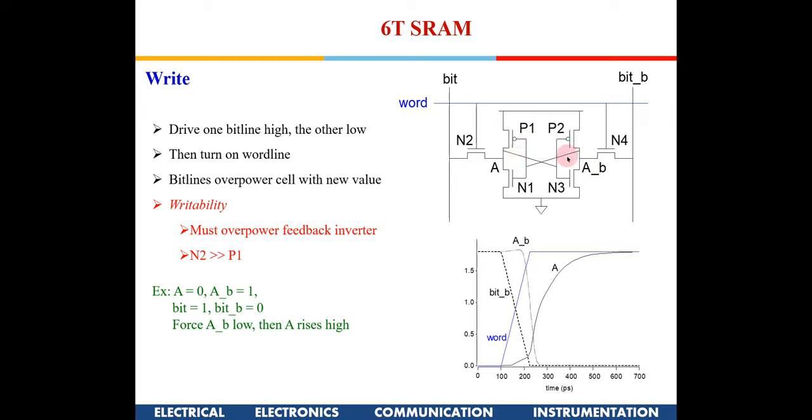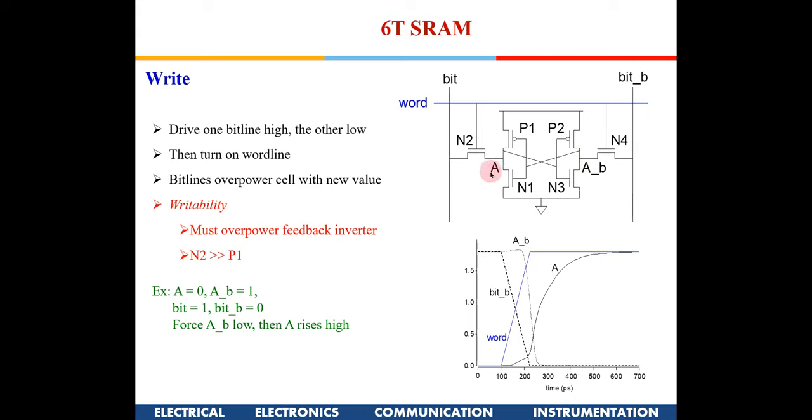Let's assume that initially a 0 has been written in this cell, prior to writing new data. So N2 and N4 are off, because this is the word line. I have not yet selected the cell. Whatever was written was 0. So A will be 0, A bar will be 1. Since A bar is 1, obviously you will find this P2 is switched on and it is trying to keep this node at voltage VDD.